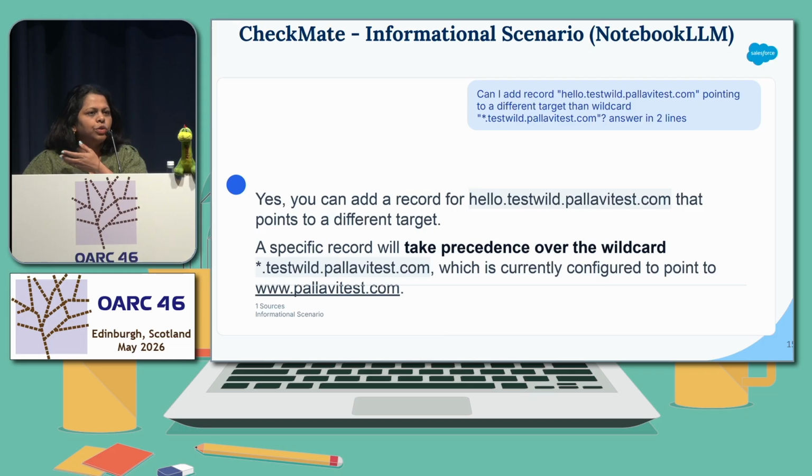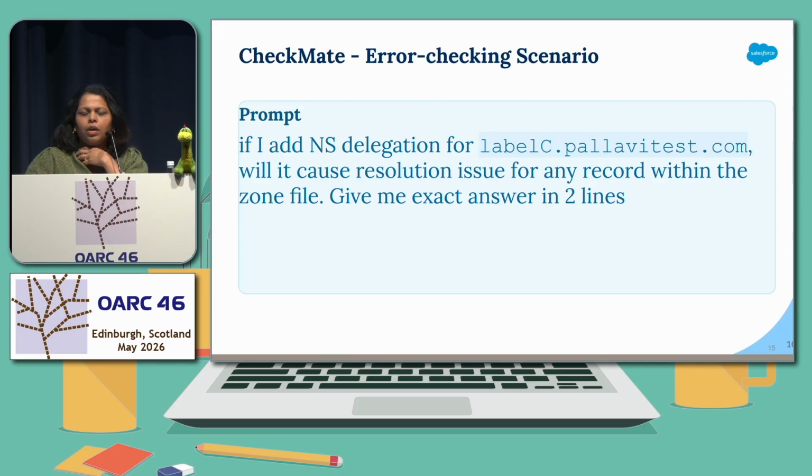So I asked this question to Notebook LLM, and it gave me an answer in the format in which Notebook LLM gives. I won't go into the details of it. The second error checking prompt, I have asked it, can I add an NS delegation at a certain level within the zone? Remember, Notebook LLM already has my zone file, so it knows my zone file. So I'm asking it, can I add an NS delegation at this particular label? Will it cause an error, right?